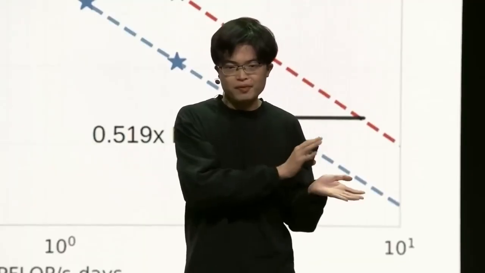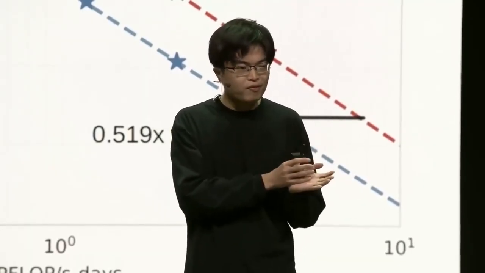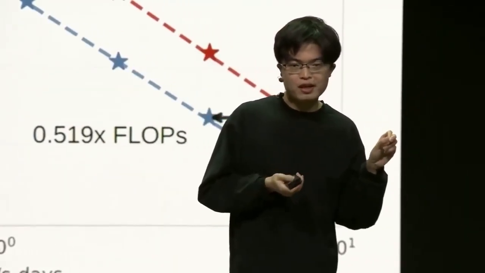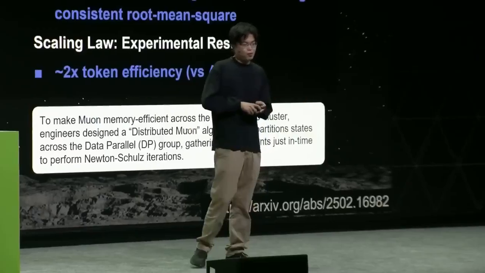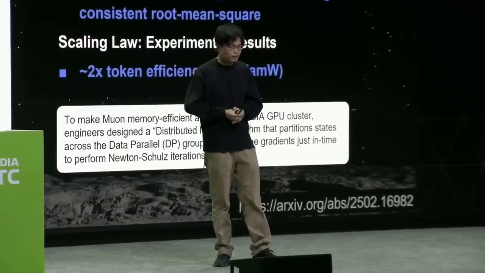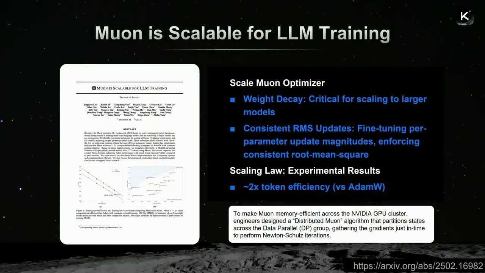And this is very different from the traditional Adam optimizer. If we implement this optimizer properly, you can get a 2 times token efficiency improvement. We are the first work, we published the first work, to demonstrate that the Muon optimizer is actually scalable for LLM training. And these are 2 key techniques that we employ to make it effective for large-scale training. One of them is weight decay. It is critical for scaling to larger models. And the second is we want to ensure a consistent RMS update compared to Adam.